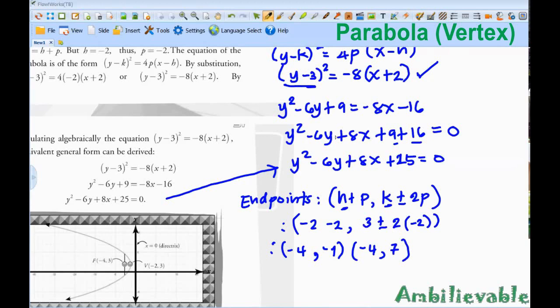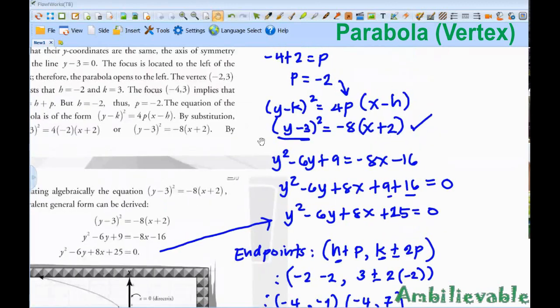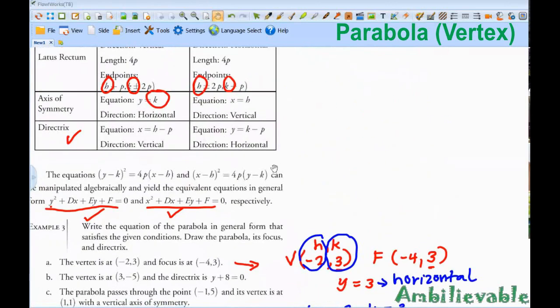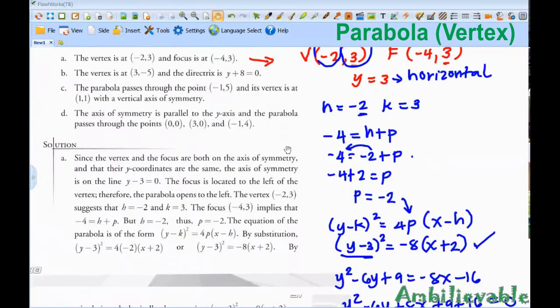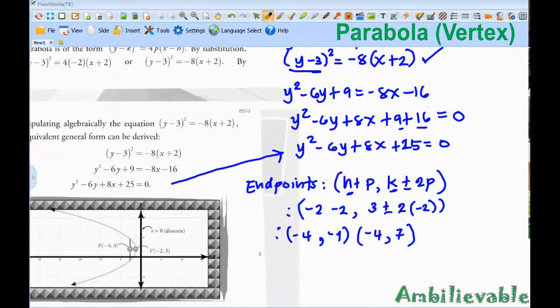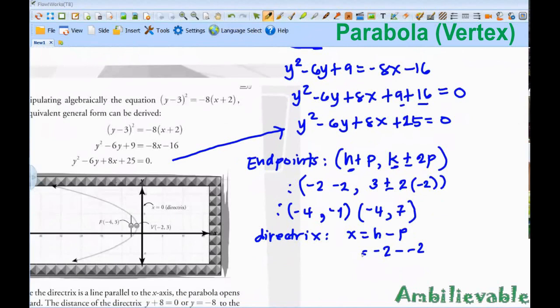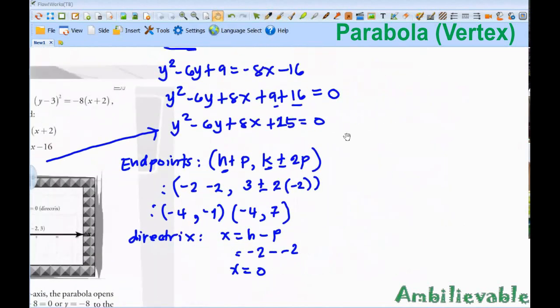Okay, so these are our formulas. And our directrix formula is also here. It's x equals h minus p. Our h is -2 and our p is -2 also. So therefore, x equals 0. That is our directrix. Okay, so let us now graph the parabola.